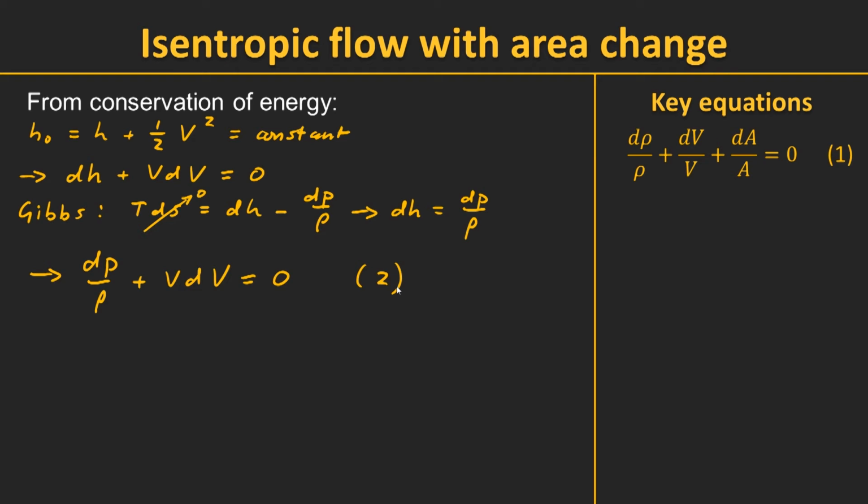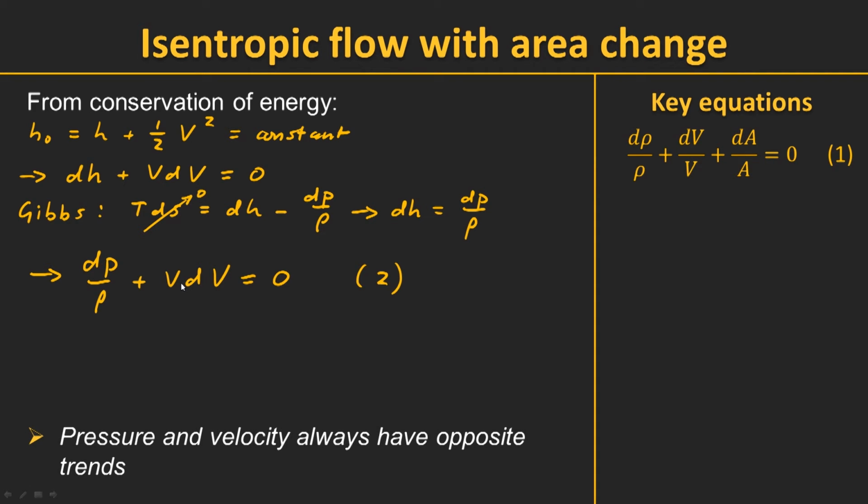Now this is a very interesting and useful result. What it tells us is that the change in pressure must always have the opposite sign of the change in velocity. And this is in line with our intuition and experience from incompressible flows, where if you have a flow from a high pressure to a low pressure region, you expect that flow to accelerate.